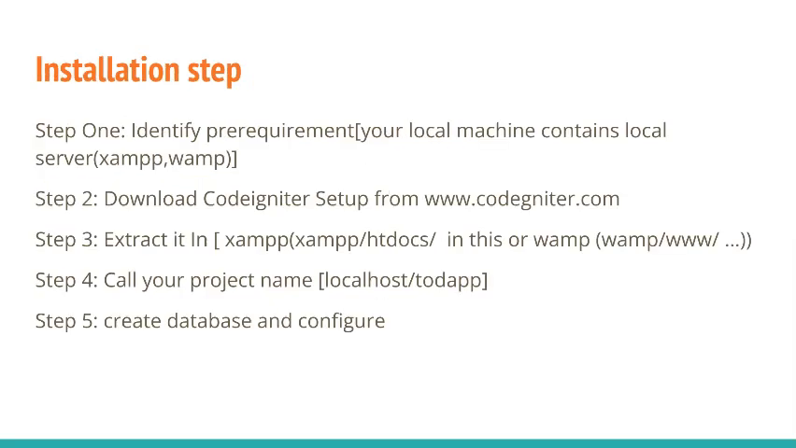Installation process: the first step is identifying the pre-requirements. On your local machine, you must check whether it is installed or not. On a local machine, use a XAMPP or WAMP local server. The other is to download CodeIgniter from the CodeIgniter website. It is a PHP framework. For the CodeIgniter framework setup, extract it in XAMPP's htdocs or WAMP's www, and call your project on localhost, then create the database and configure. You get this process through practice.